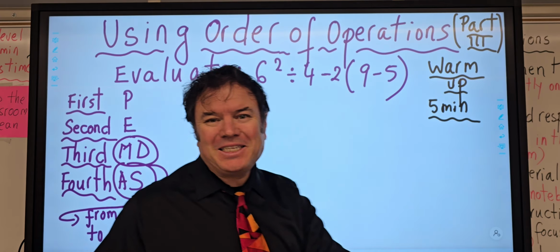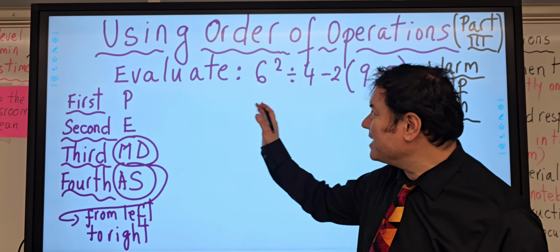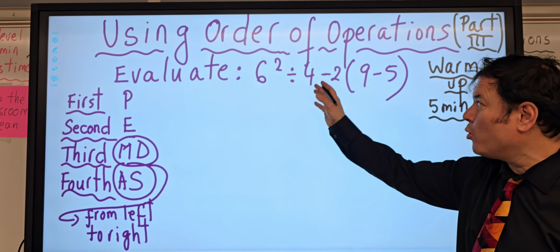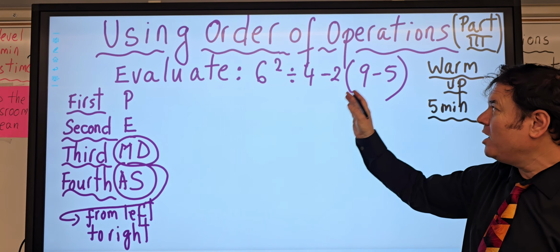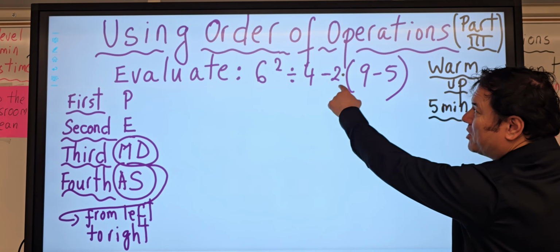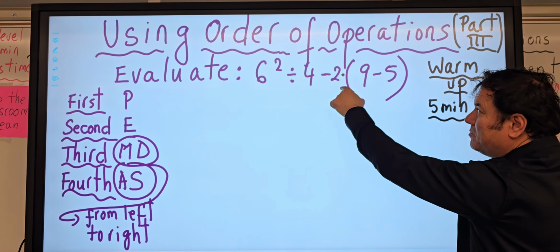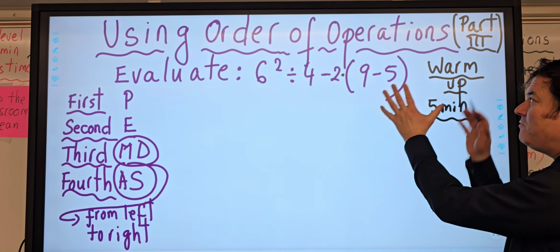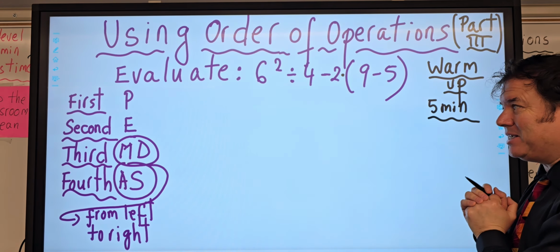Today we are going to use the order of operations to evaluate expressions, and this is part 3. Let's take a look at this example here. We have 6 squared divided by 4 minus 2 times, if you see a number and then a parenthesis, it means times, 9 minus 5 in a parenthesis.